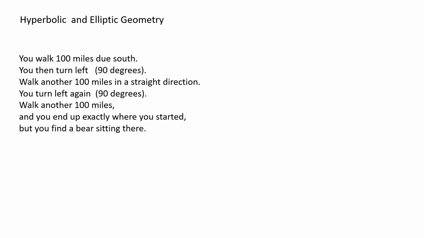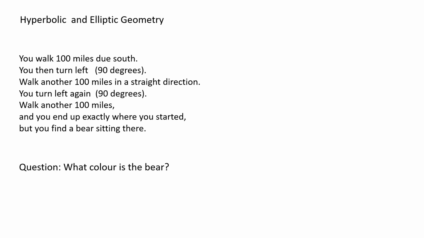The question is, what colour is the bear? Think for a moment. How could this be? So you've walked 100 miles, you've turned left, 100 miles, left, 100 miles. So you've covered three sides of a triangle. But you seem to have gone through a triangle in which you've turned through more than 180 degrees. So how could this be?